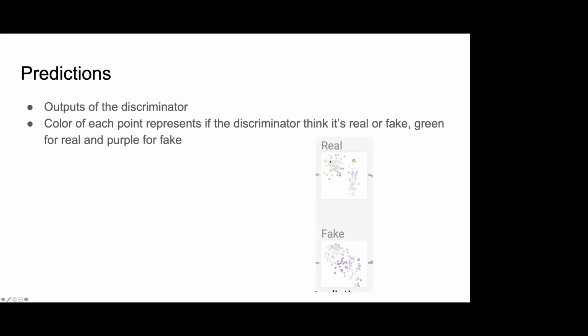This is what the prediction of the discriminator looks like. Ideally, if it comes from real data, the output should all be green, right? As we can see, there are still some outliers here because it's not well trained. Some of the real data is still considered fake, and some fake data is considered real.